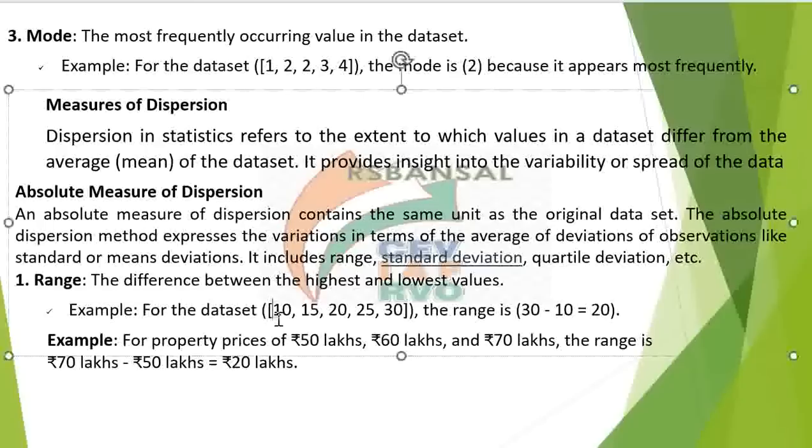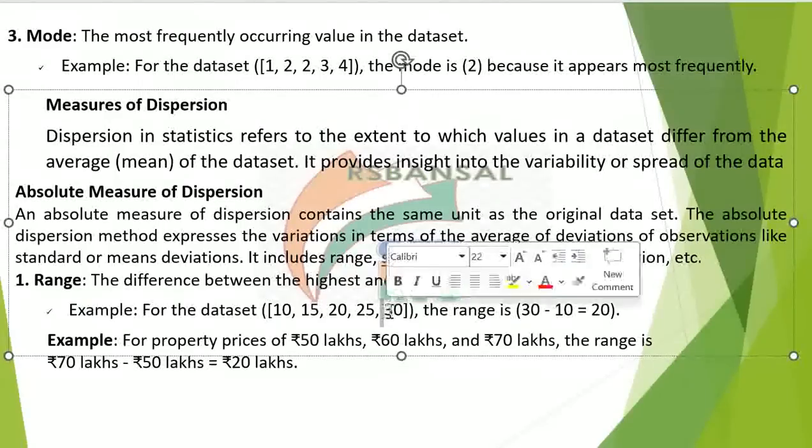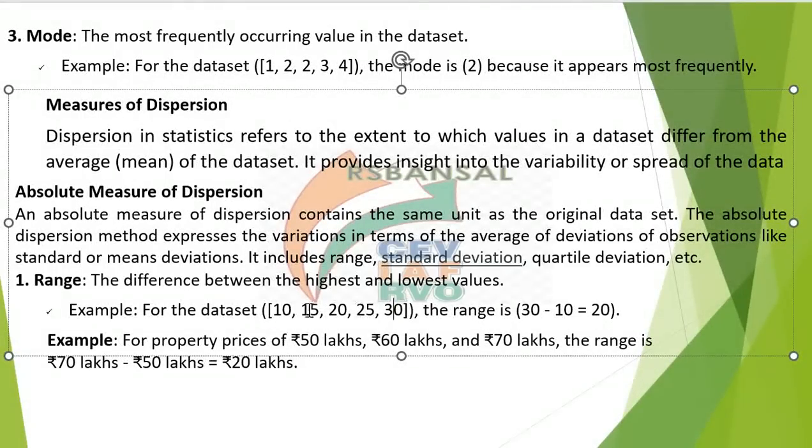First thing you have to learn is what is range. Range is the difference between the highest and lowest value of a data set. So see here, you have a data set whose values are 10, 15, 20, 25, 30. You have to arrange it in ascending order. Then you take the difference of the highest and lowest value, that means 30 minus 10. 20 is the range of the data set.